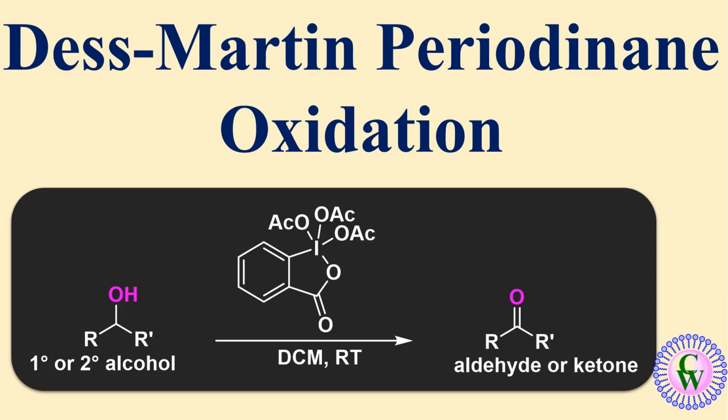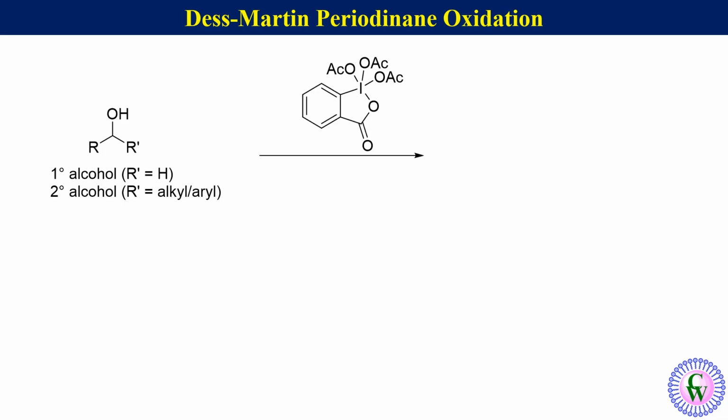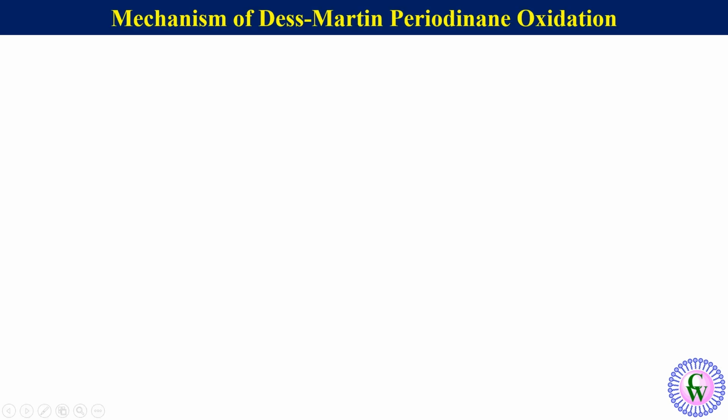In this video we are going to learn Dess-Martin Periodinane oxidation. In this reaction, a primary or secondary alcohol in the presence of Dess-Martin Periodinane, abbreviated as DMP, in DCM at room temperature gets oxidized to aldehyde or ketone.